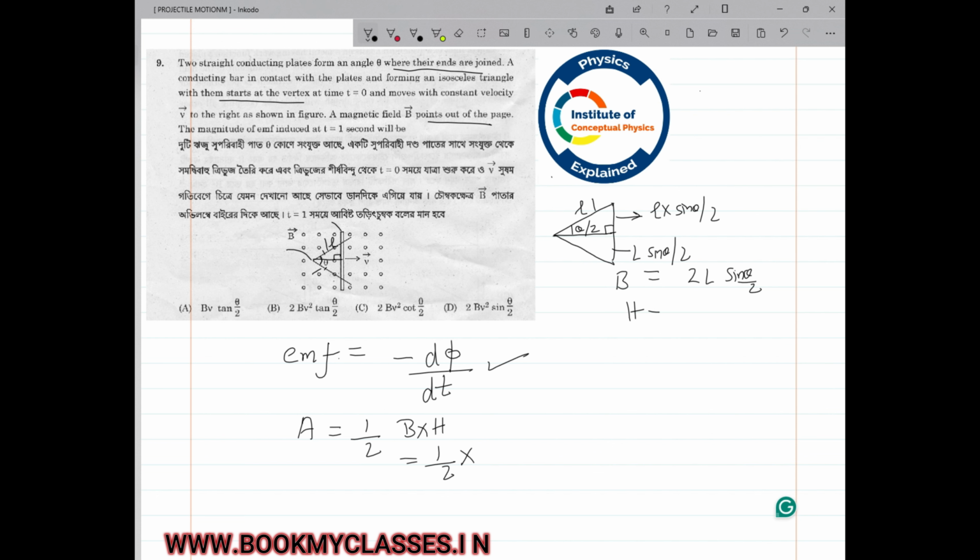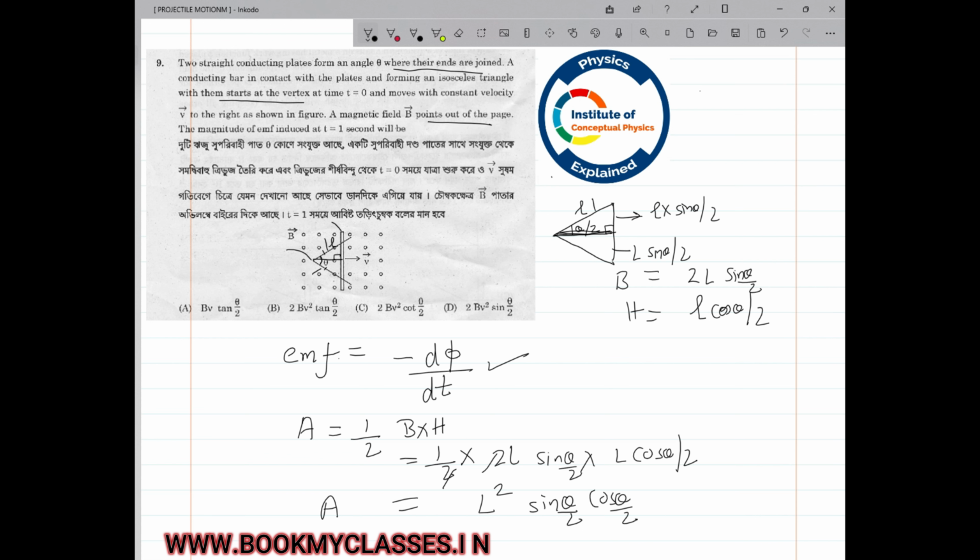Let's talk about height. If this is the angle for this triangle, then the height here is L cos theta by 2. So half base, 2L sine theta by 2, into L cos theta by 2. That's your situation. So the half and 2 will get cancelled and you will be left with L square sine theta by 2 cos theta by 2. Anyway, let us see how it goes on.